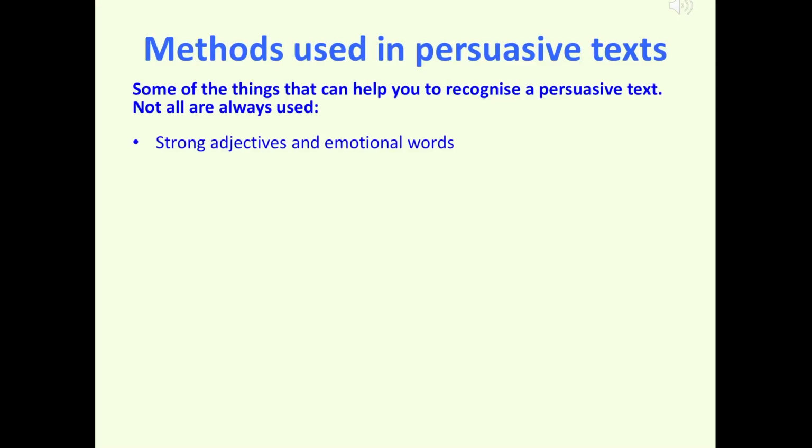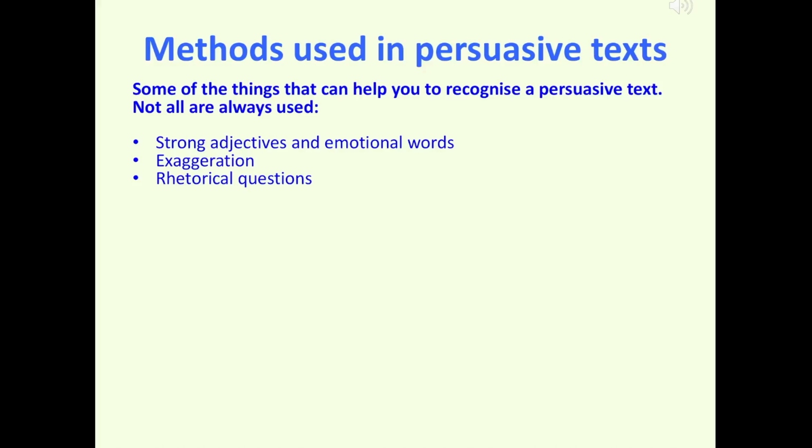Different texts use different methods. Some of the things that can help you to recognise a persuasive text are strong adjectives and emotional words. Those are words like wonderful, fantastic, horrific, horrendous, awful, ones that make you feel emotion. Exaggeration, that's making it sound bigger or more than it is. For example, I've had 1,000,000 phone calls from companies that I don't want to talk to. That's exaggeration.